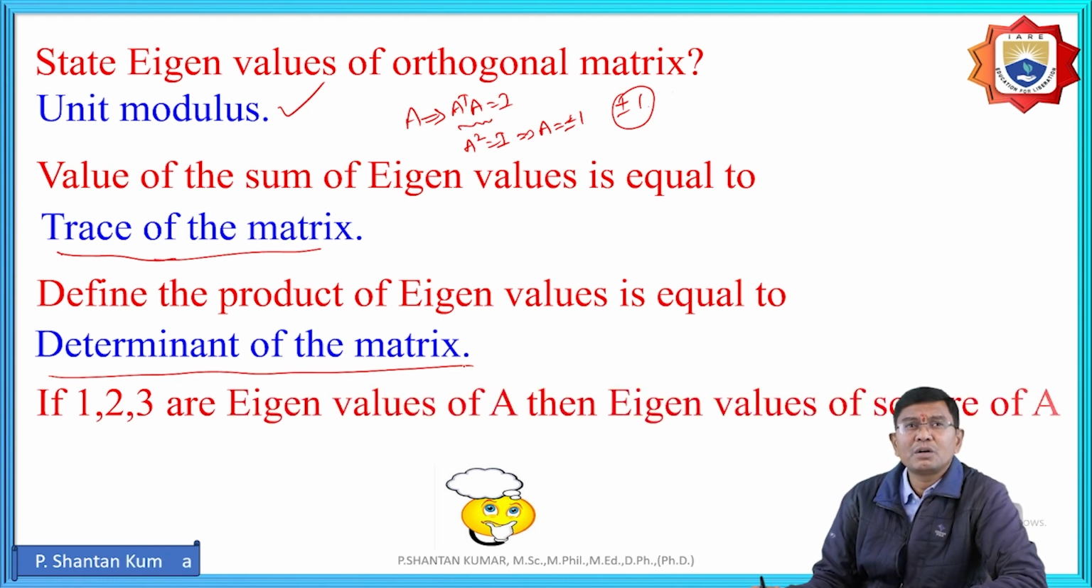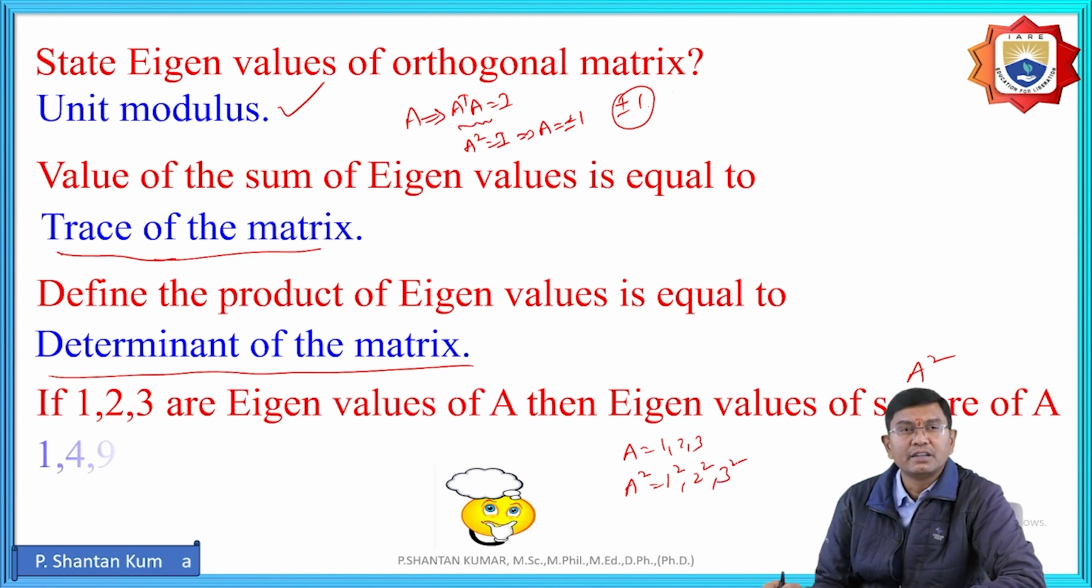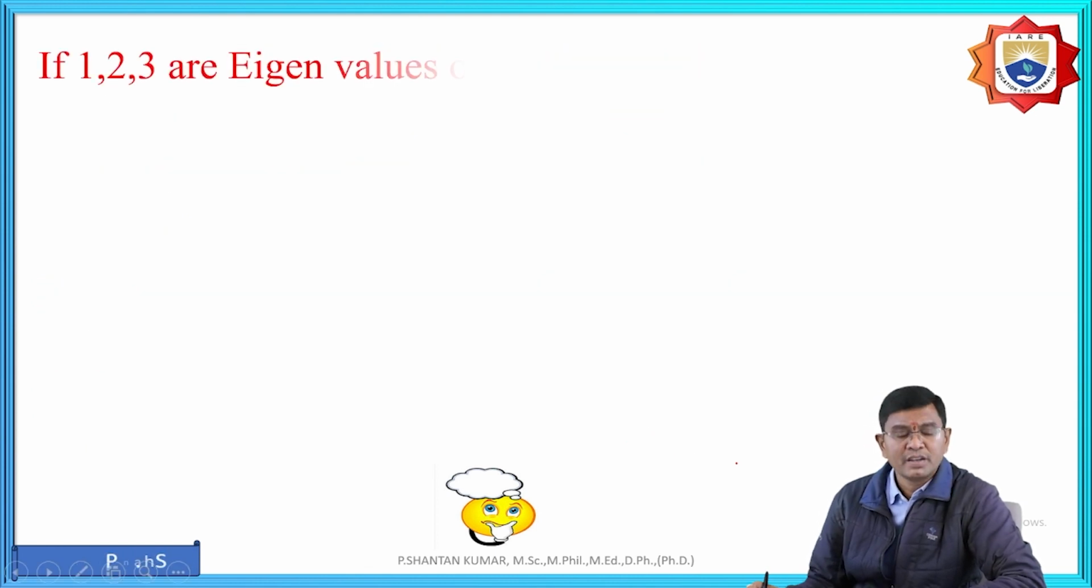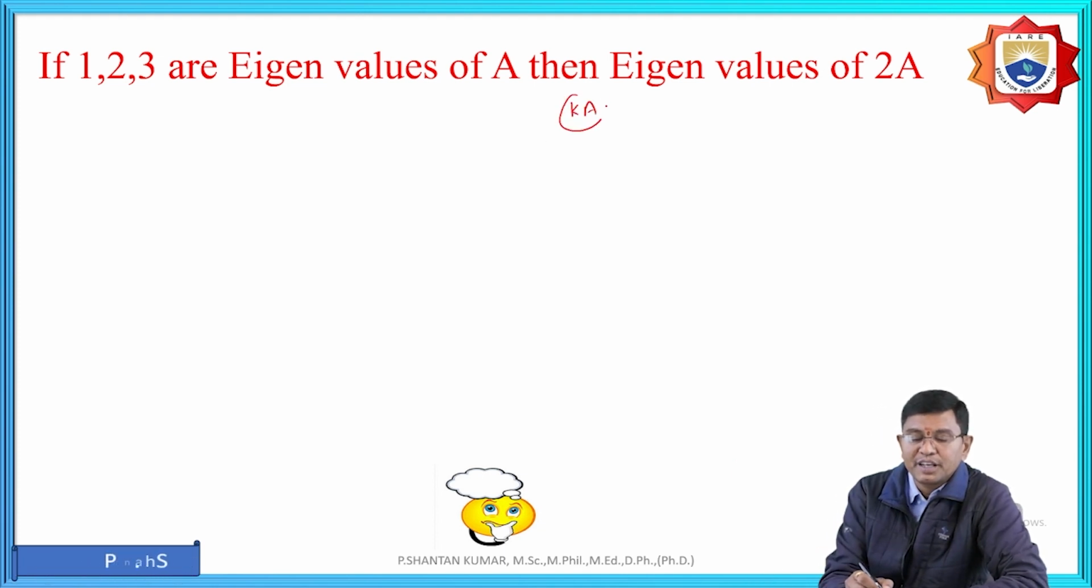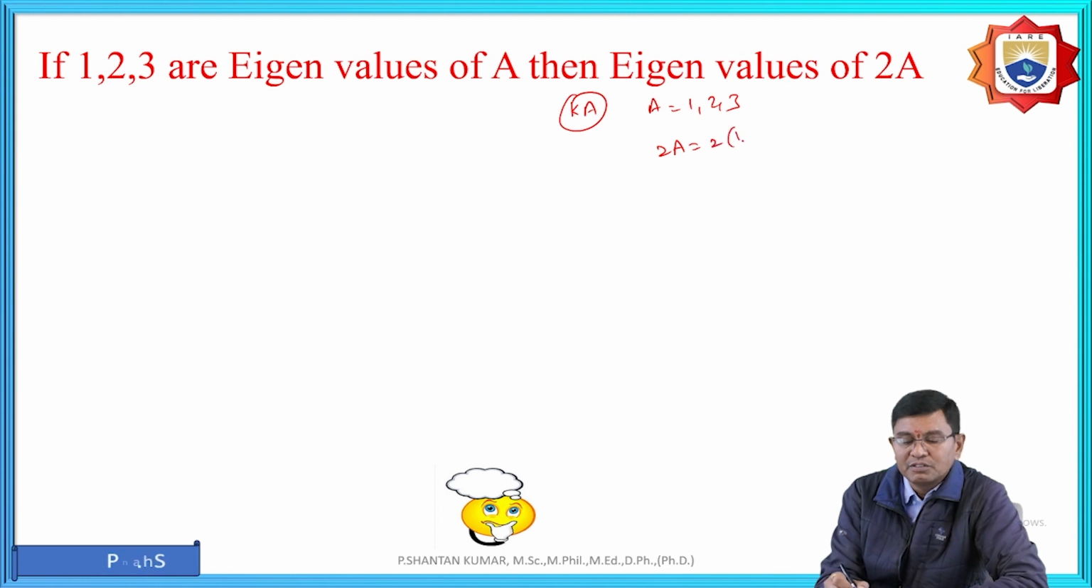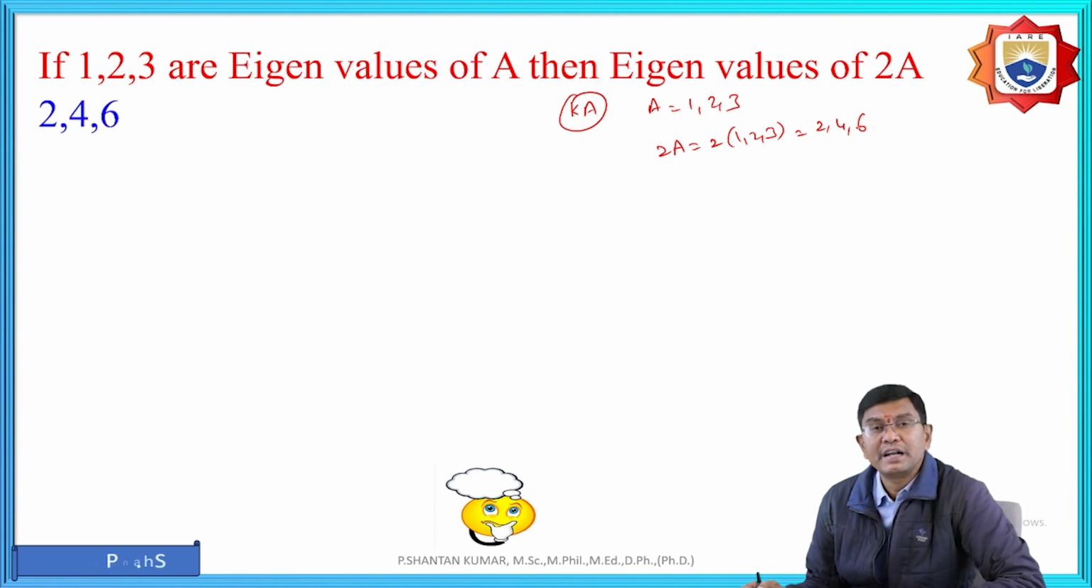For example, if 1, 2, 3 are the eigenvalues of A, then the eigenvalues of A square are the powers. They are asking to find the eigenvalues of A square. A is given as 1, 2, 3, so A square is 1 square, 2 square and 3 square, that is, 1, 4, 9 are the eigenvalues of A square. If 1, 2, 3 are the eigenvalues of A, then the eigenvalues of 2A follow the property of a scalar multiple. Here the eigenvalues of A are 1, 2, 3, and for 2A it is 2 into 1, 2, 3, which is 2, 4, 6, the eigenvalues of the 2A matrix.